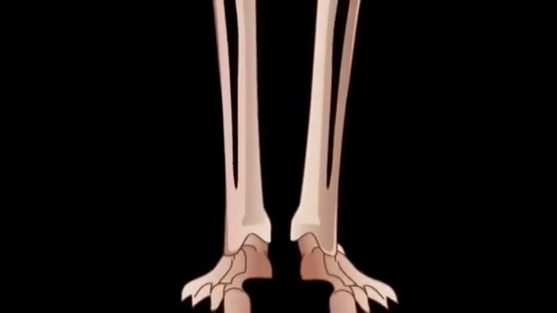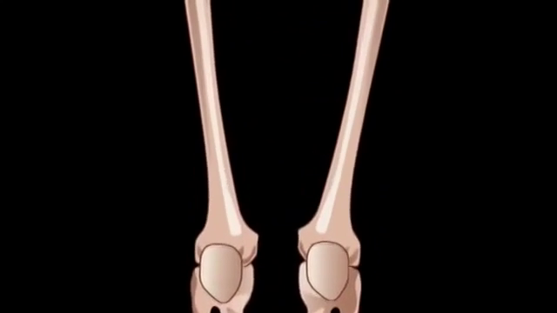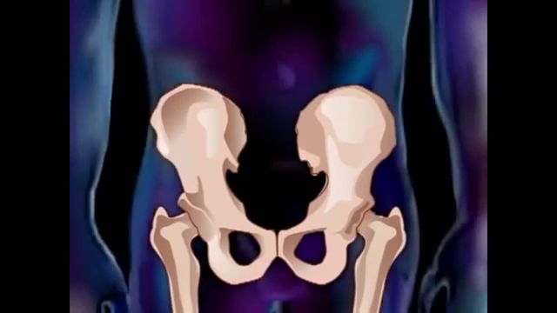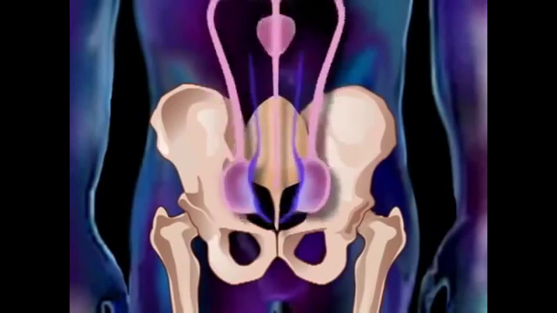The bones of the lower extremities, or legs, are connected to the axial skeleton via the pelvic girdle, which is formed by the 2 hip bones. It protects the bladder, reproductive organs, lower colon, and rectum.